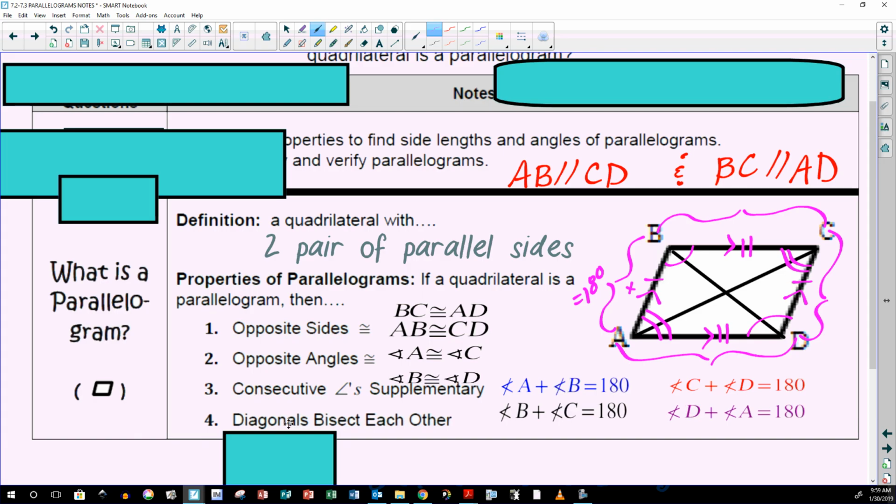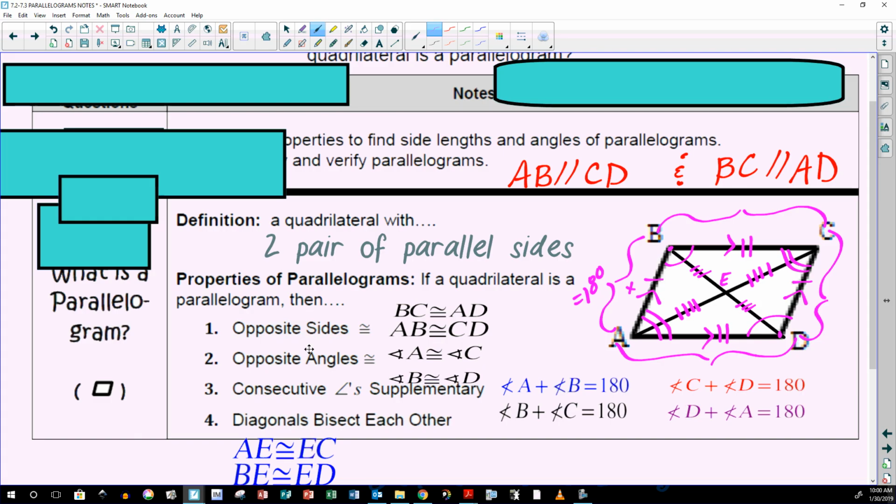And the last thing is that your diagonals bisect each other. Remember, your diagonals are the line segments that connect the vertices. So they're not equal to each other, they bisect each other, which means that BD will be cut in half and AC will be cut in half. So this piece is congruent to that piece, and that piece is congruent to that piece. We're going to call their point of intersection just point E, so that we can say AE equals EC, BE equals ED. So 5 properties.